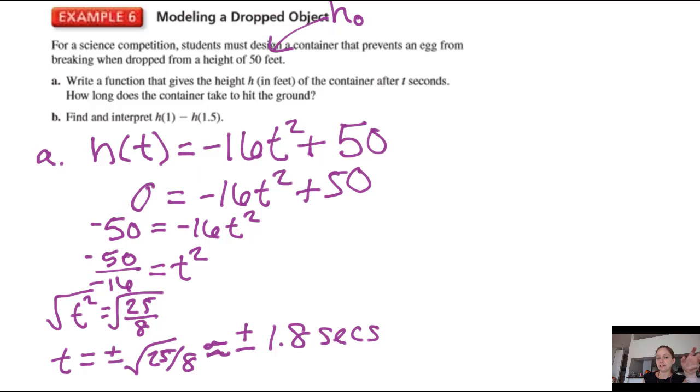The idea of the container hitting at negative 1.8 seconds doesn't make sense, so we cancel out that negative answer, and the answer is the container hits the ground 1.8 seconds after it is dropped.